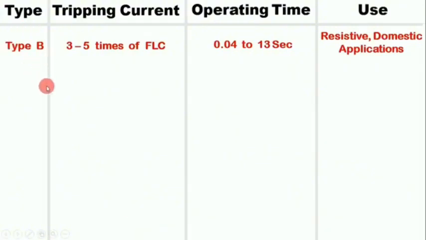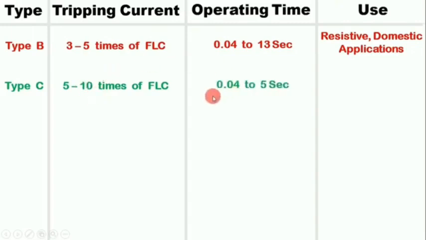After this, the next MCB is C-type. In this C-type MCB, the tripping current is 5 to 10 times. It means if you have a 10 ampere C-type MCB and 50 ampere current starts flowing through the MCB, then your MCB will trip. In how much time will it trip? Look here. From 0.04 to 5 seconds, this MCB may take to trip.